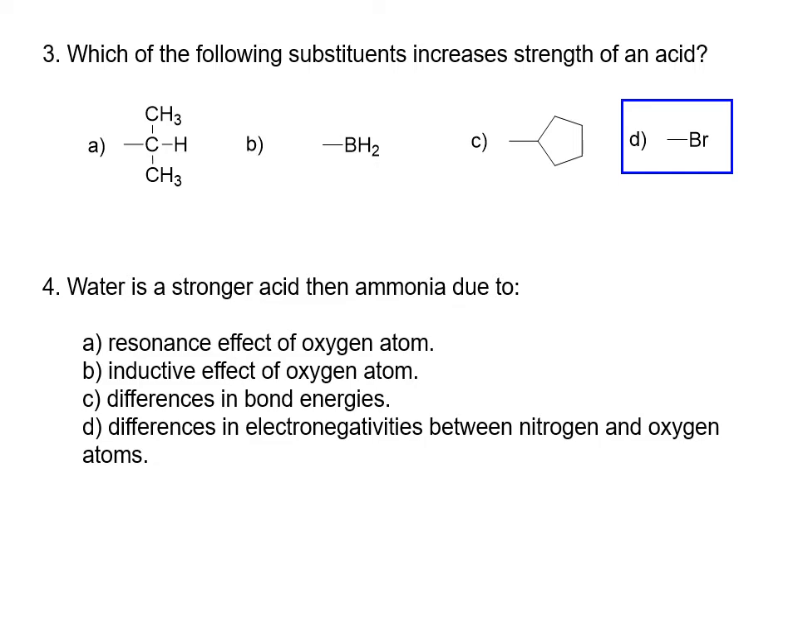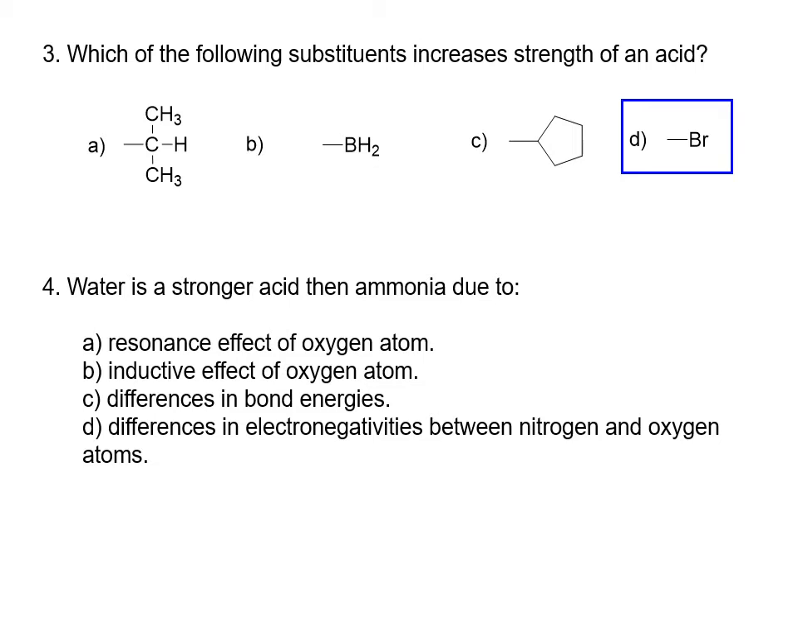Question number 4. Water is a stronger acid than ammonia due to A, resonance effect of oxygen atom. That's not correct. Resonance effect is an effect that spreads through pi bonds. Neither water nor ammonia have pi bonds, so resonance effect cannot operate here. B, inductive effect of oxygen atom. The oxygen atom does exhibit a negative inductive effect, but it does not play a role here. It only plays a role when it spreads through a chain of carbon atoms. C, differences in bond energies. Well, that's ultimately correct, but differences in bond energies are a consequence of other factors that affect acid strength, so that's not really a correct answer.